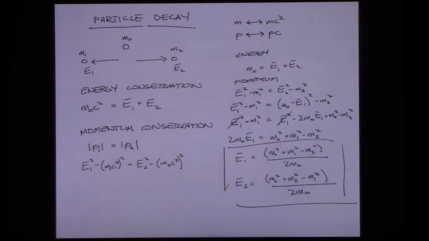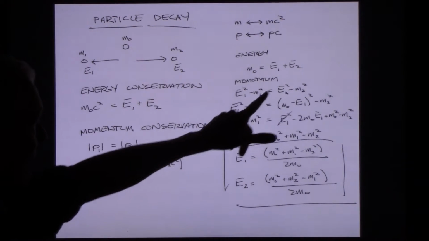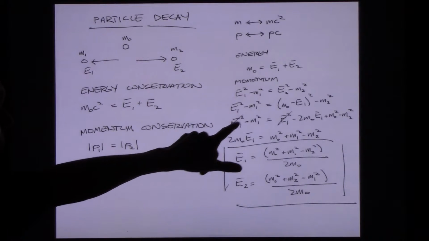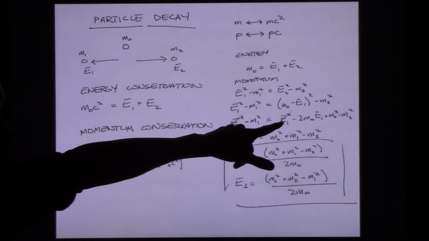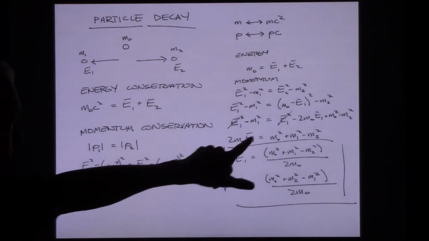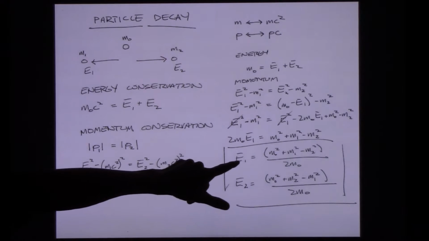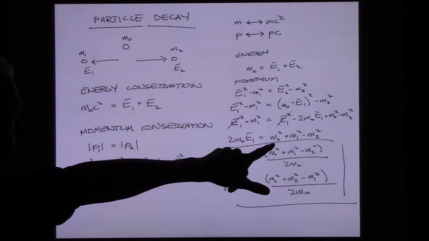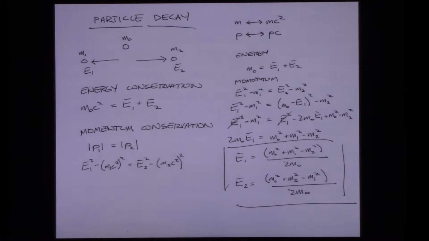I have two equations, two unknowns, and I just want to get one equation with one unknown so I can solve for it. When I do that and then expand this out, I see that the E1 squareds cancel, and when I solve for the remaining factor of E1, it looks first of all like this, 2m naught E1, and then it turns into this formula. E1 is equal to m naught squared plus m1 squared minus m2 squared over 2m naught.